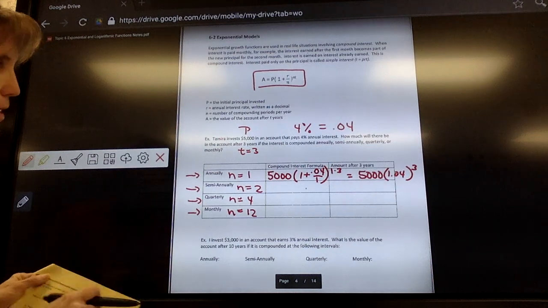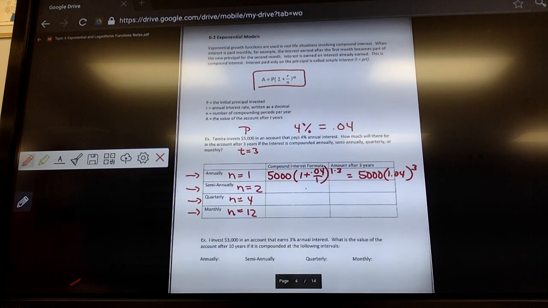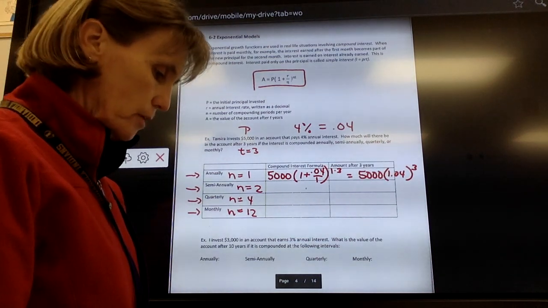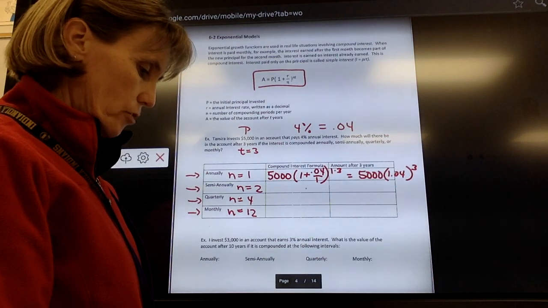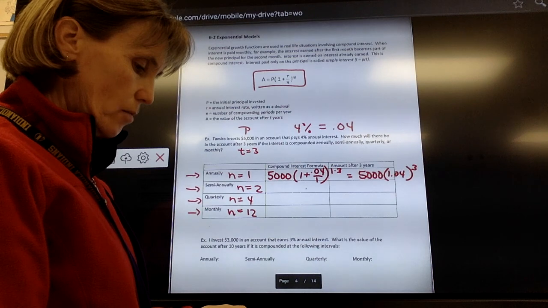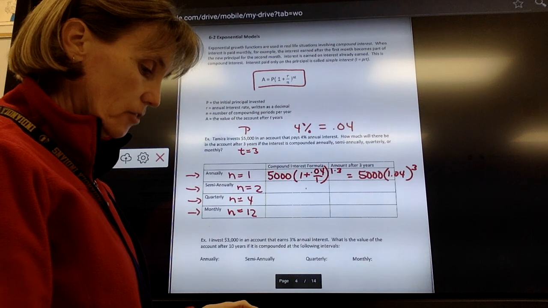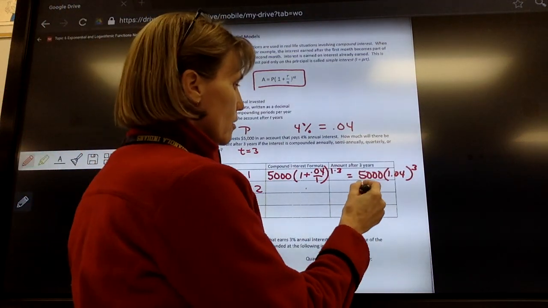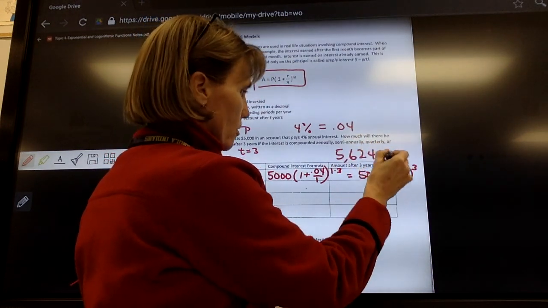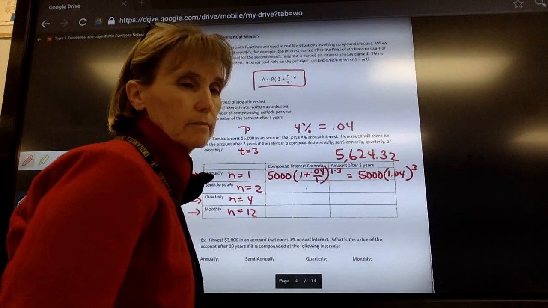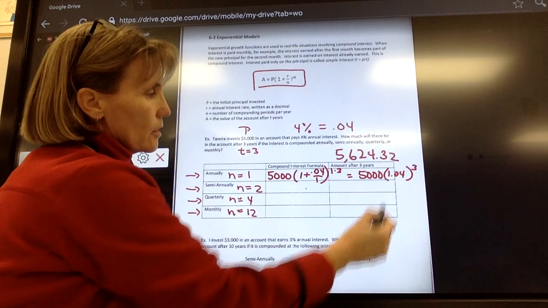Okay, I didn't write down the amount of money that I have on that, so let me grab my phone here, and I'll tell you what that dollar amount should be. I'm taking 1.04, I'm going to raise it to the third power, and don't round that decimal. We're just going to take it times 5,000, and we get a value of $5,624.32. Okay, and since it's money, we're rounding to the nearest penny.